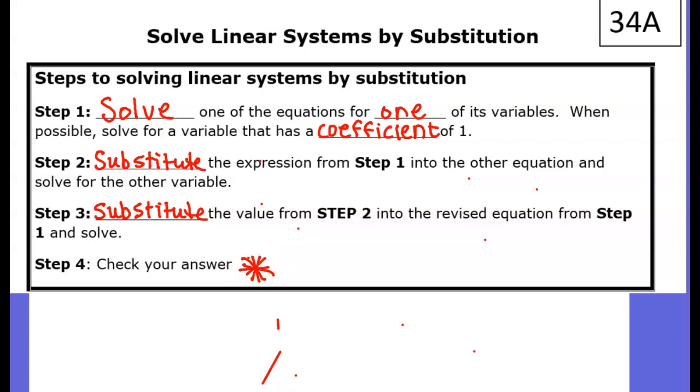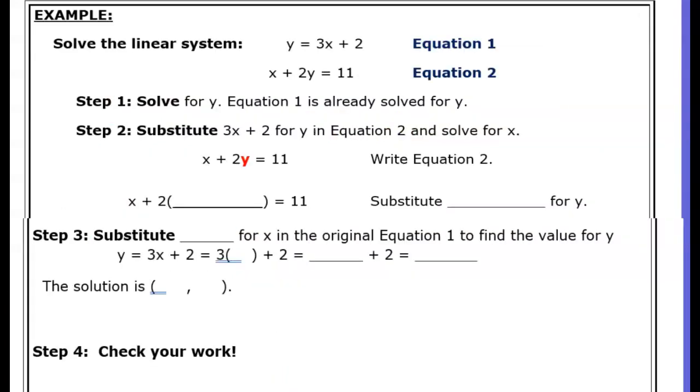Okay, so what does that mean? What it means is we're going to look at the system of equations. We need to pick out which of these has a coefficient of 1. Well, if I look at this one right here, we have 1y and 1x. So both of those we could use, x or y, but it's easier to actually solve for y in the first example because it's already solved for y. So watch what we're going to do. We're going to solve for y since equation 1 is already solved for y. Y is equal to 3x plus 2.